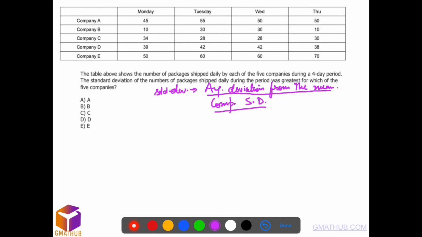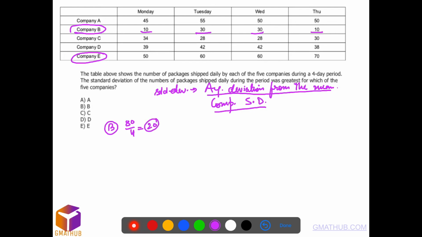Now, you can find the mean, and you can find deviations of each term from the mean. What I'll do is restrict myself to these two companies, company B and company E, because their deviations are much more compared with the other 3. You can do the calculations yourself, but I'll restrict myself to this. Now in B, 10, 30, 30, 10. So the sum would be 80 and the mean would be 80 by 4, 20.